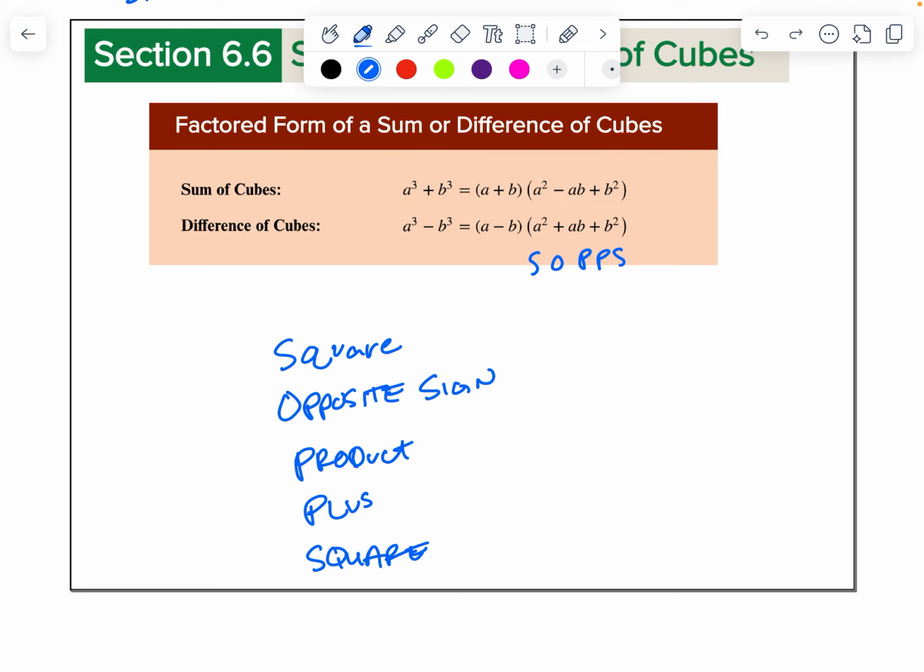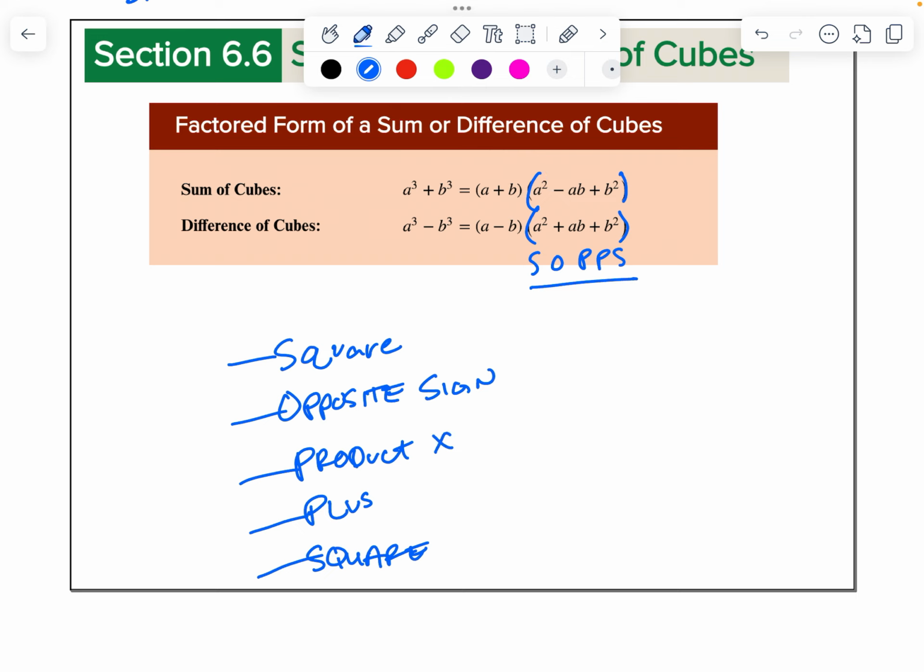The second part of it, this other parentheses here, comes from the mnemonic SOPPS, S-O-P-P-S, which stands for square, opposite sign, product, plus, square. Square is exactly what it sounds like. We've got the first item squared. Opposite sign is the opposite of what we had in the problem. So if that was a plus, it's going to turn into a minus.